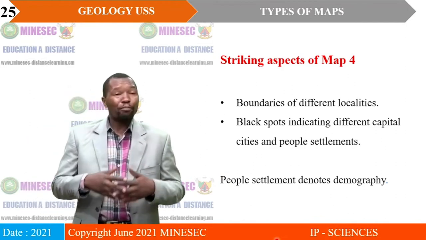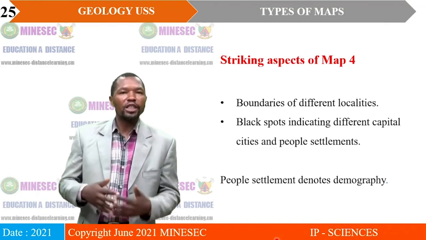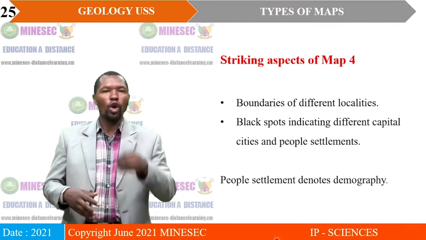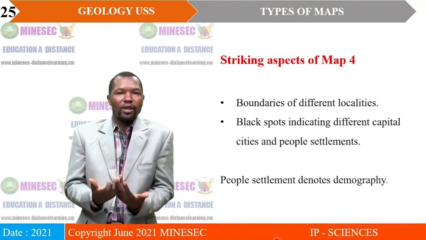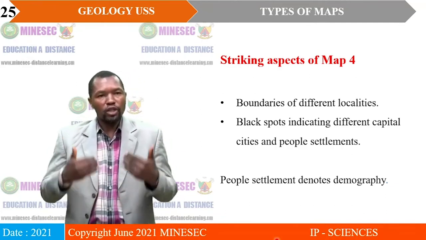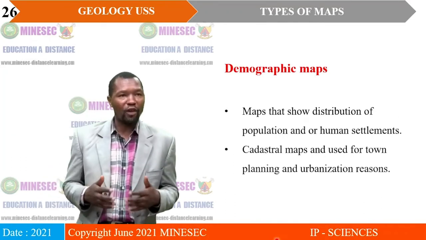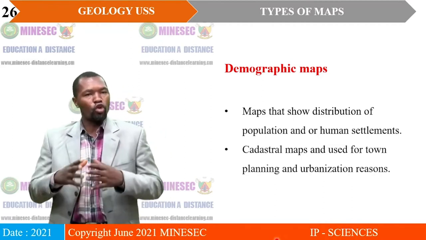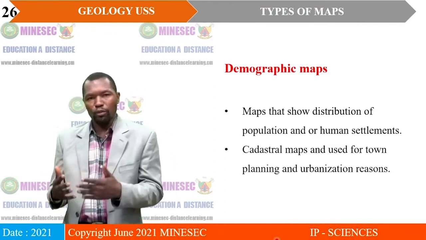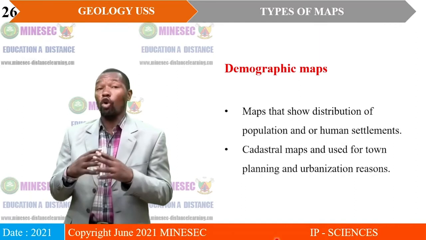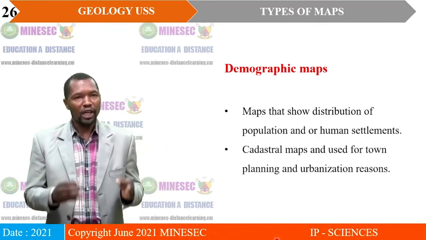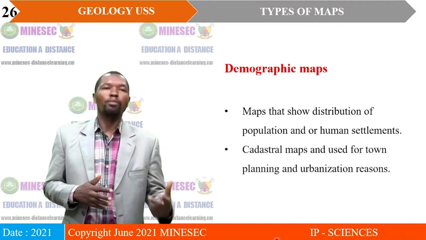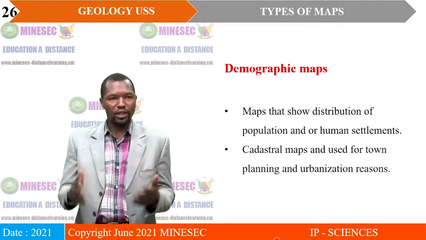Then we also have black spots, and these black spots indicate the different capital cities and the people settlement. Therefore, people settlement will denote what? The demography of an area, which helps us to understand that that map is called a demographic map. Therefore, a demographic map, from where demo comes, and demo simply is what? Settlement or human settlement, should be those maps that show distribution of population and or human settlement. Again, a demographic map should be that map that shows distribution of population and or human settlement.